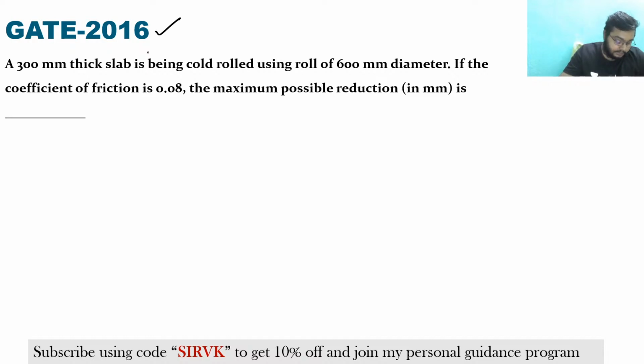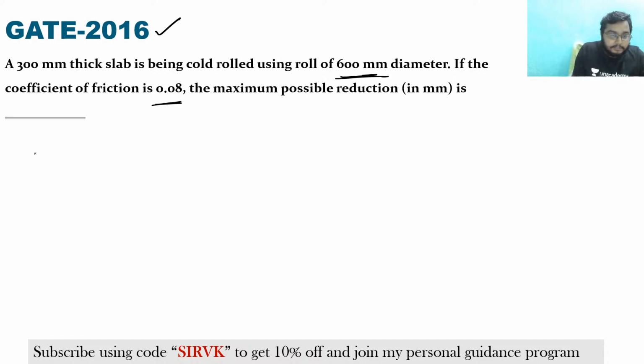What about others? Do you have any difficulty understanding this question? Same type of question is there. See here, a 300 thick slab is being cold rolled using a roll of 600 diameter. Fine. So if the coefficient of friction is given as mu, mu is given, radius is given.